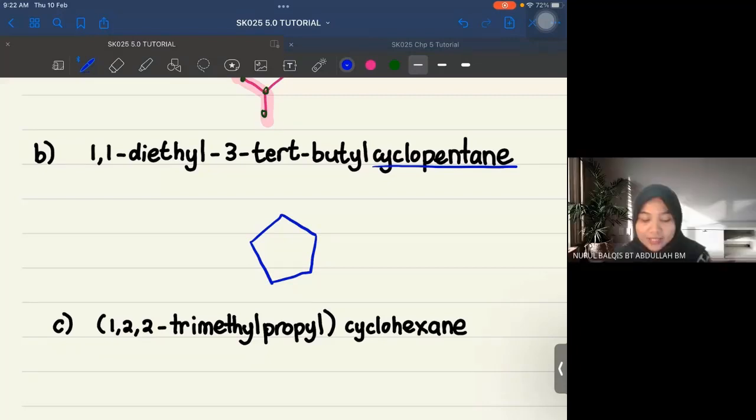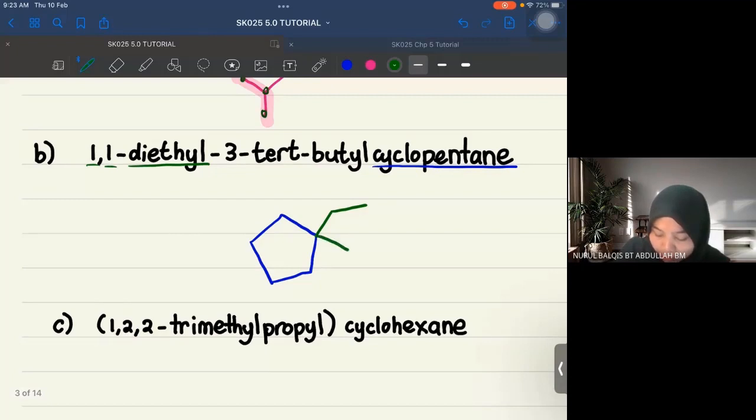Cyclic, so awak punya numbering boleh je nak start pada mana-mana. So at carbon number 1 you have diethyl. So 1,1-diethyl at carbon number 1, let's say from the right, we have diethyl containing 2 carbons, 1, 2. This is 1 ethyl, another one is 1, 2. Okay, let's say this is the first carbon. And then at the third carbon, kalau kata kita buat third carbon kat sini sebab 2 pusing sini, we have tert-butyl. Tert means apa?